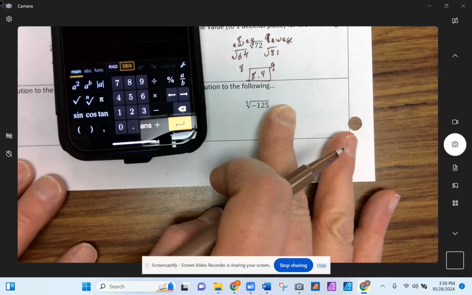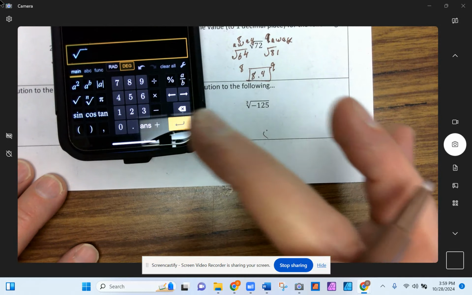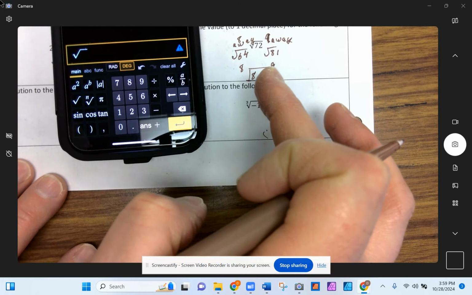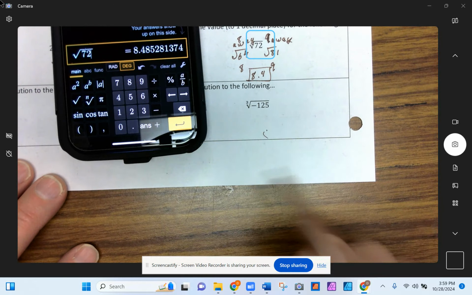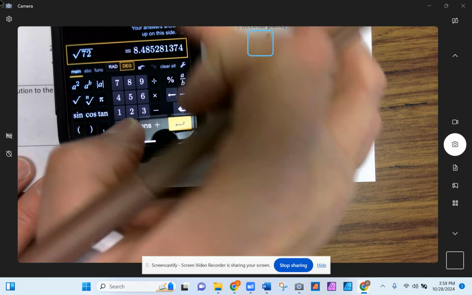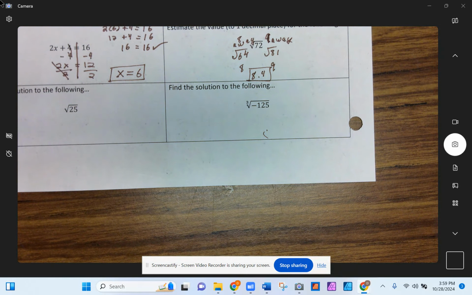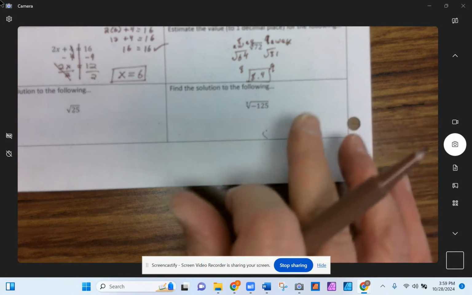So we're going to put square root of, what is it, 72? Yeah. We get 8.48. Yeah, that's close enough. Round that up to 8.5. We're good. You get full points for that on a test.